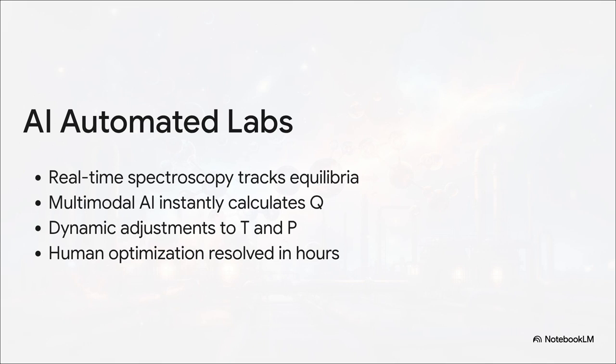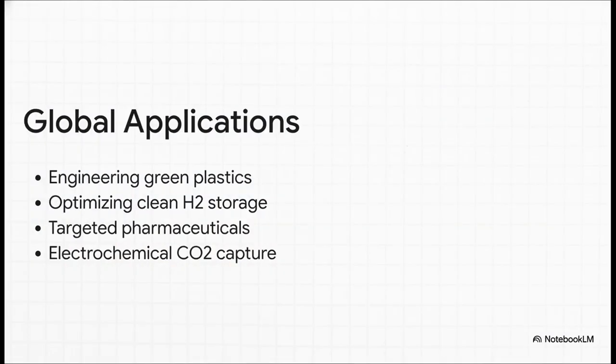Welcome to the automated labs of 2026. Instead of human scientists manually tweaking knobs, we now have closed-loop systems using real-time spectroscopy to visually track equilibria. Multimodal AI instantly calculates Q on the fly and dynamically adjusts temperature and pressure. The result? Work that used to require months of rigorous trial-and-error human optimization is now being resolved perfectly in just a few hours.